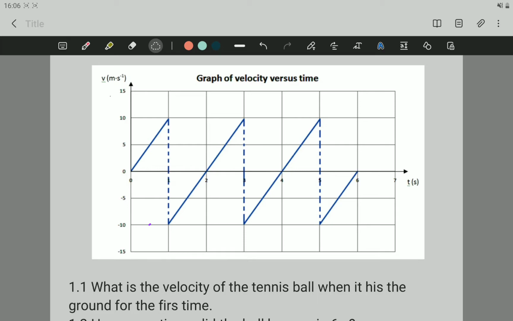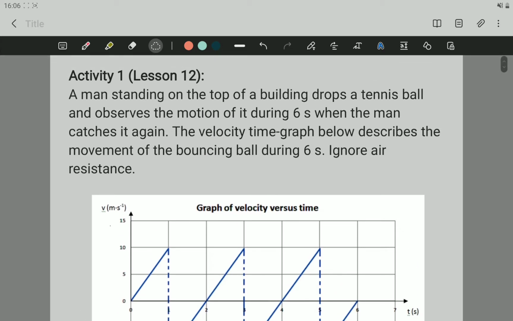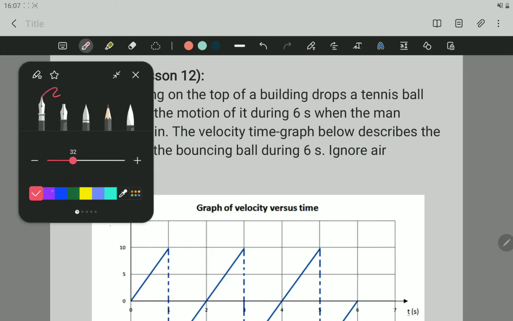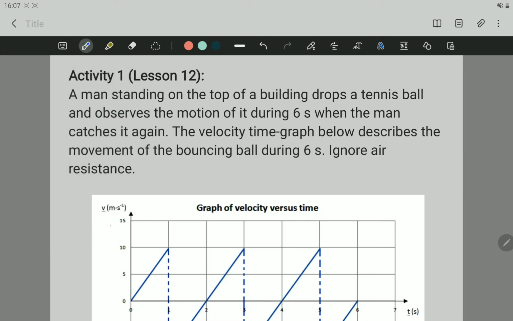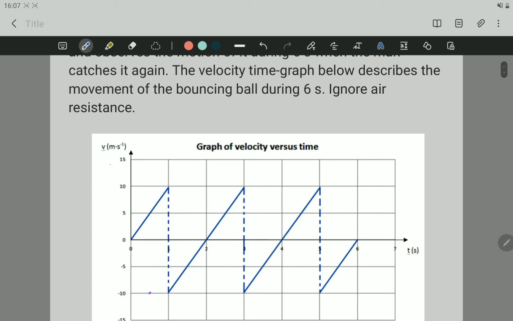So let's go to the question again. A man standing on the top of a building dropped a tennis ball. So the ball is being dropped. This is important data here because that means that the initial velocity of the ball is 0. So in the graph, you can see that the starting point is this one here. This is the starting point of the motion of this ball, and that is the initial velocity of the ball for the entire motion, which is being dropped. That means starting from 0.